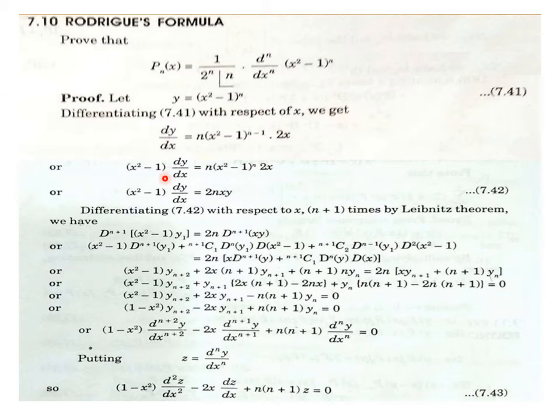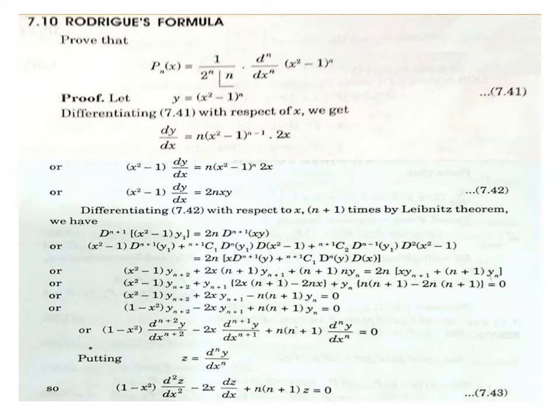In the next step we multiply this equation by x square minus 1 on both sides. Why? What is the reason behind that? It's a simple reason. By doing that, the power x square minus 1 to the n minus 1 now becomes x square minus 1 power n, for which y can be replaced. So the right hand side becomes 2 into n into x into y, so 2nxy. That is named equation 7.42.